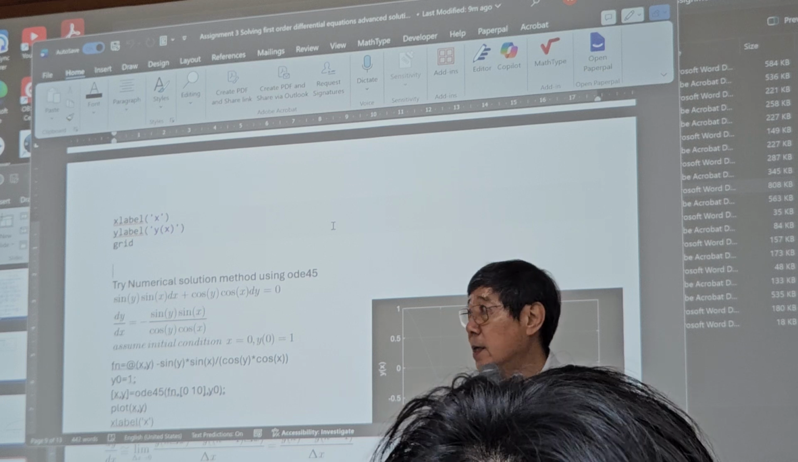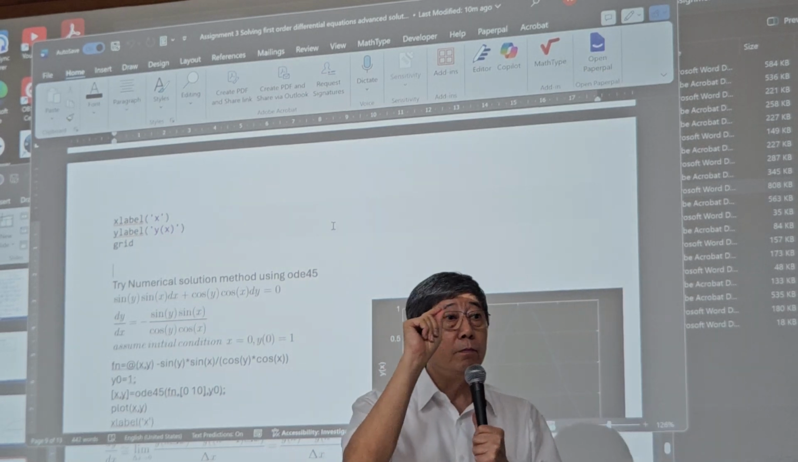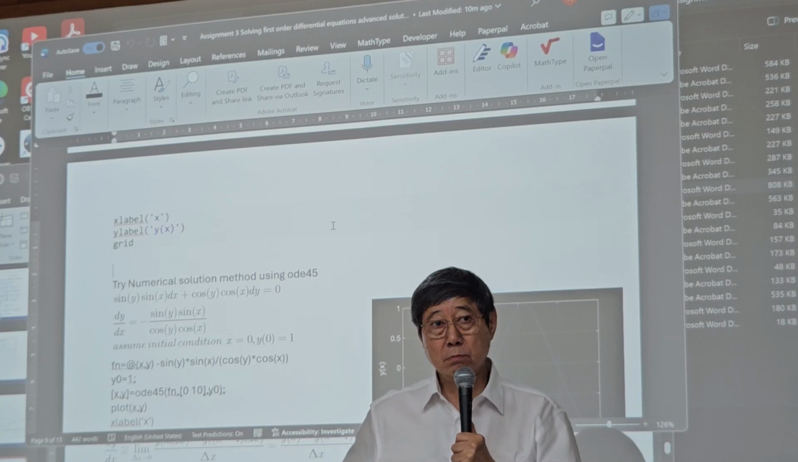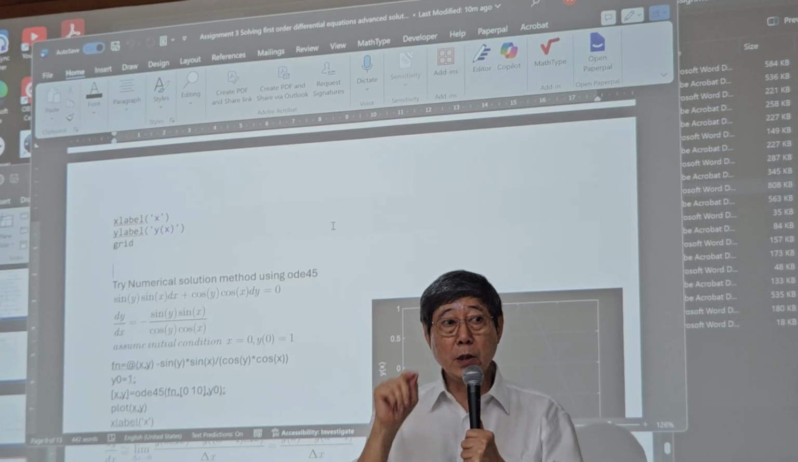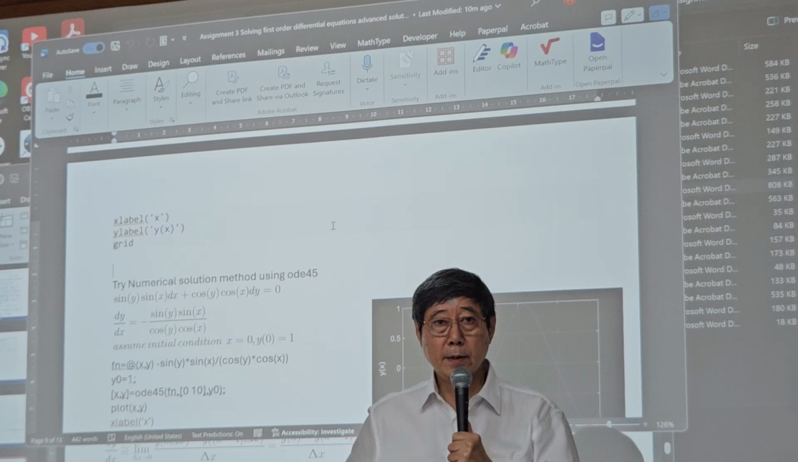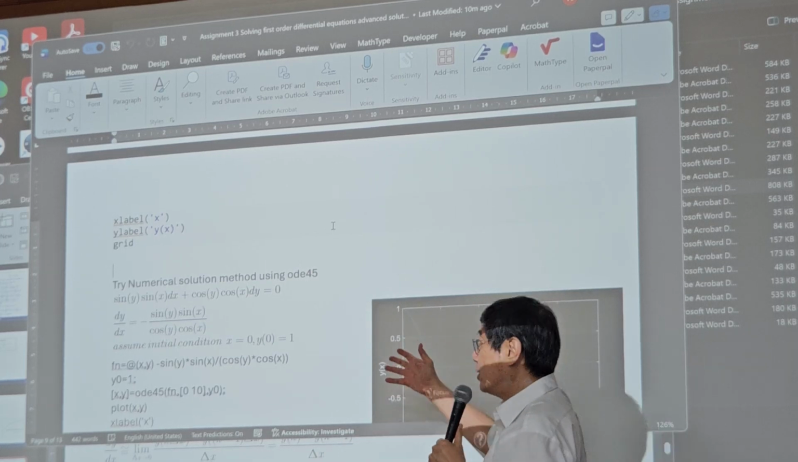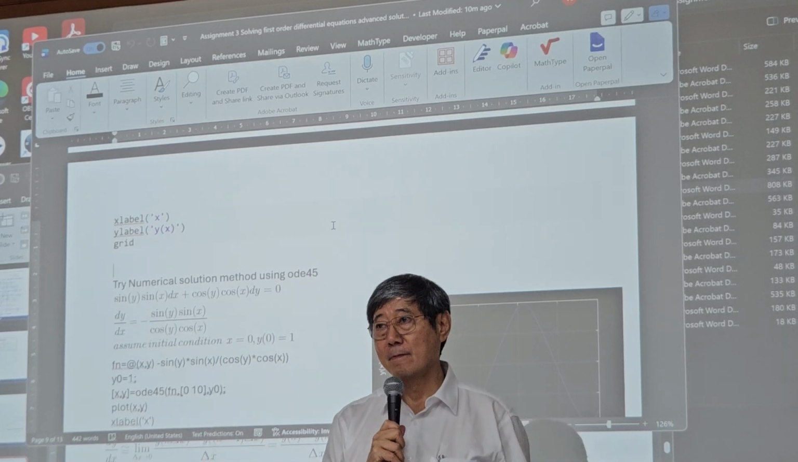Okay? If you want to solve for numerical solution, you need to assume some initial condition. Okay? Not every initial condition will solve the problem. Okay?